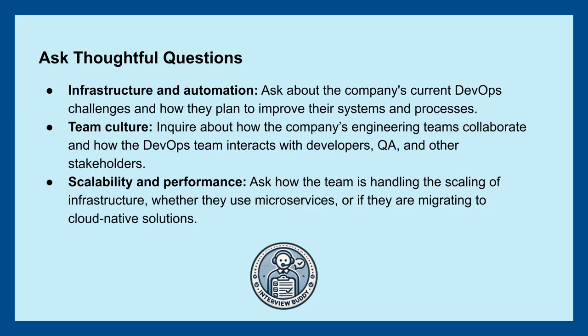Ask about the company's current DevOps challenges and how they plan to improve their systems and processes. Inquire about how the company's engineering teams collaborate and how the DevOps team interacts with developers, QA, and other stakeholders. Ask how the team is handling the scaling of infrastructure, whether they use microservices, or if they are migrating to cloud-native solutions.